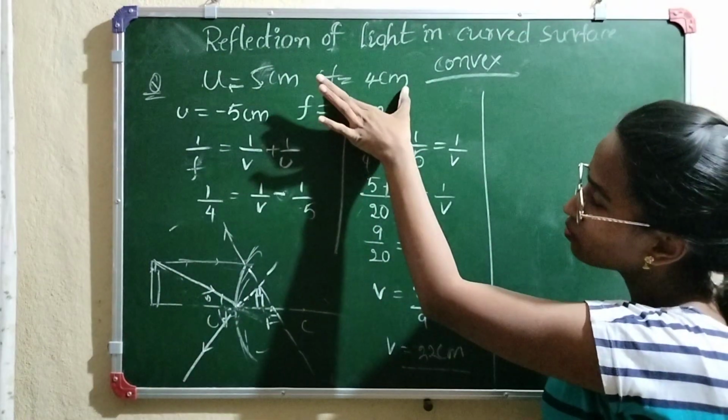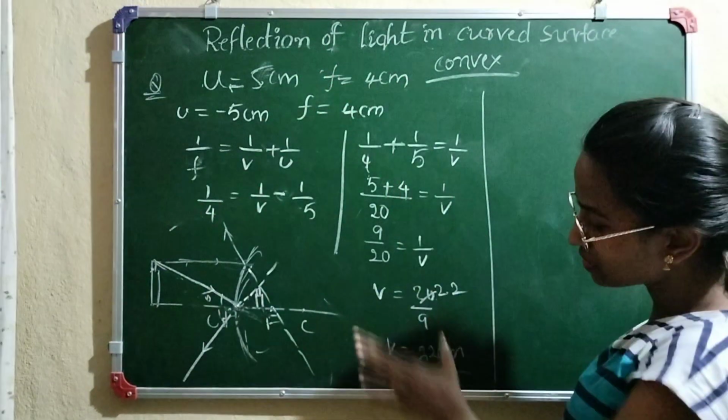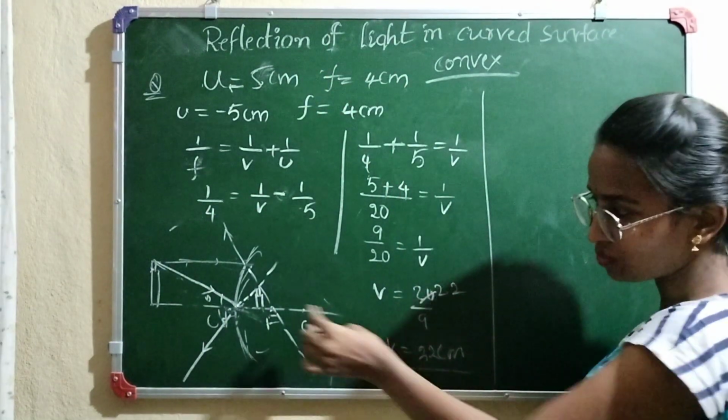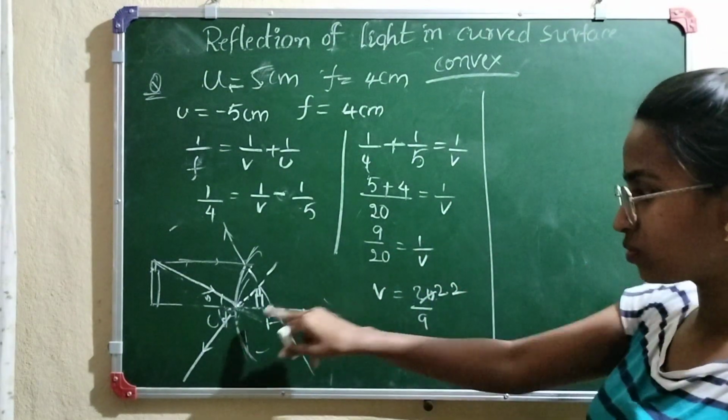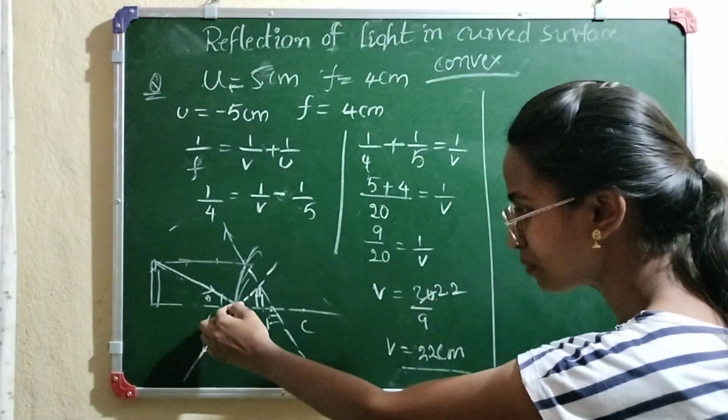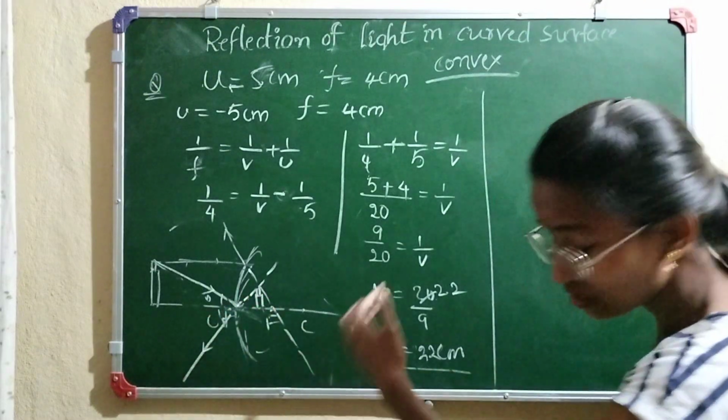Why? Because the focal length is only 4 centimeters, and the image distance is 2.2, so it is forming in between only. So one is satisfied, and that too positive only. In the same direction of the incident ray, we are measuring the image distance. Satisfied.